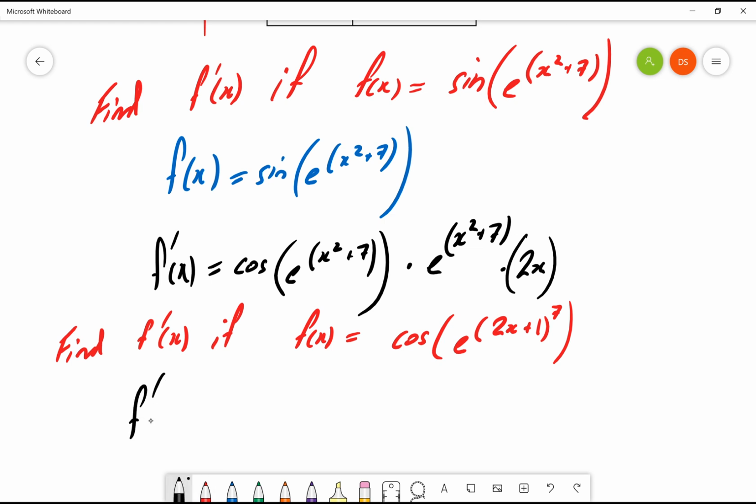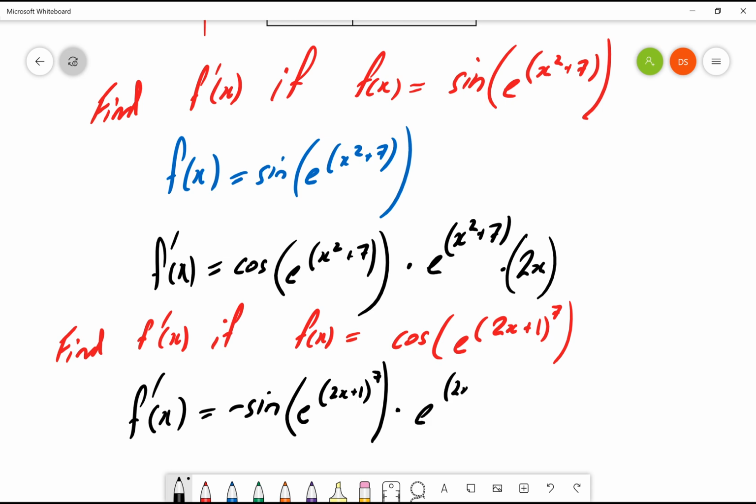So first, cosine goes to negative sine, then everything the same. Then e stays the same. Then I multiply by the derivative of the inside. The derivative of the inside here, that's multiply by the power, take 1 off the power. Then I once again multiply by the derivative of the inside, 2. I am now done.